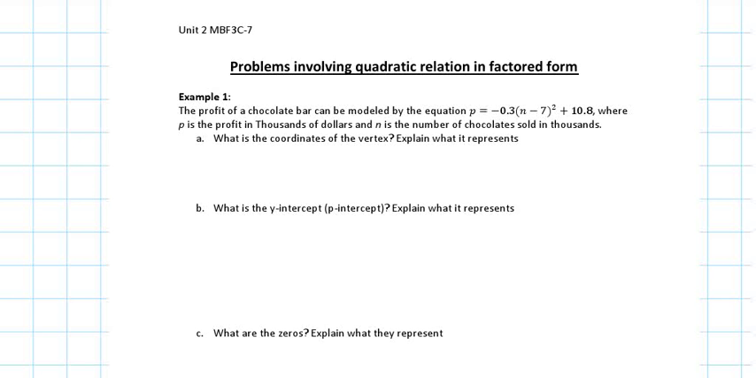So here's an example. The profit of a chocolate bar can be modeled by the equation P equals negative 0.3 (n minus 7) squared plus 10.8, where P is the profit in thousands of dollars, and n is the number of chocolates sold in thousands. Now, I want to ask you the question. If you look at the equation, P equals negative 0.3 (n minus 7) squared plus 10.8, what form is it in?